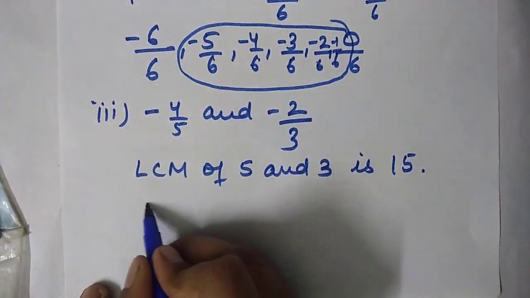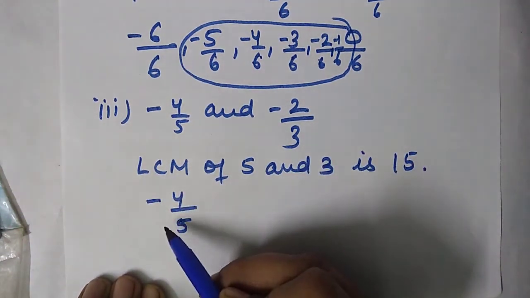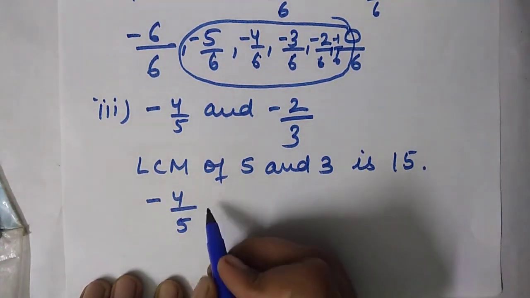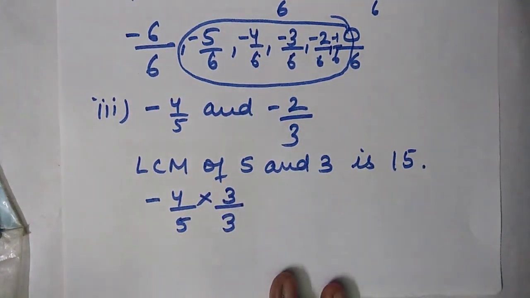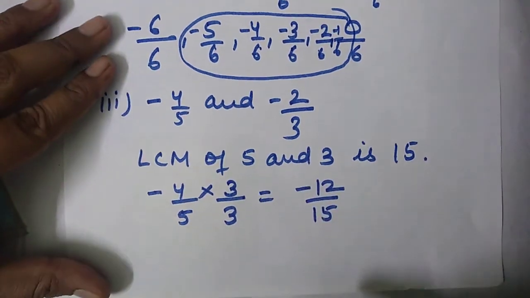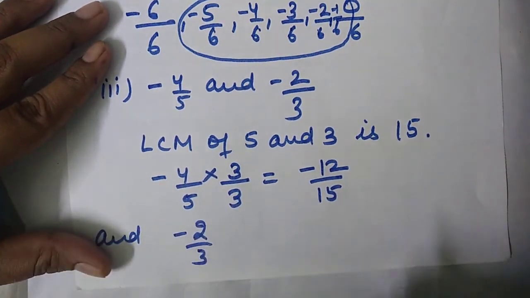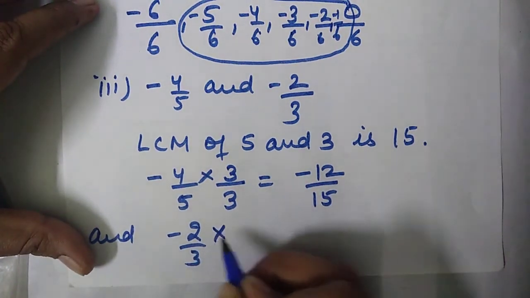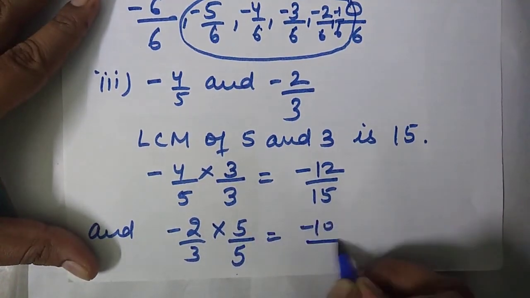Okay, LCM of 5 and 3 is 15. Now for the first fraction, I have to make the denominator equal to the LCM. How will you make this fraction's denominator equal to 15? For that I have to multiply both numerator and denominator by 3, so it will be -12 by 15. Now come to the second fraction, -2 by 3. I have to make its denominator equal to the LCM, so I multiply numerator and denominator both by 5, and it will be -10 by 15.